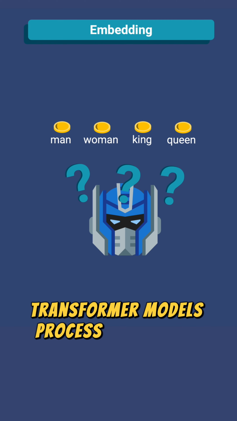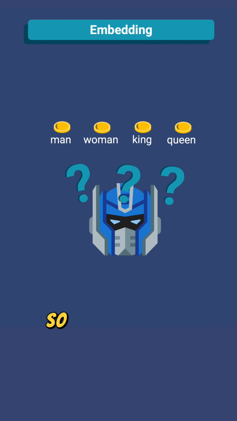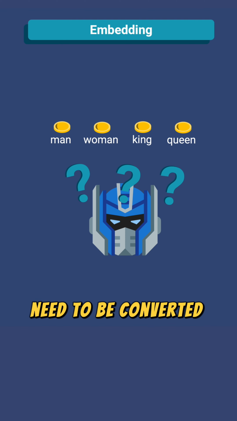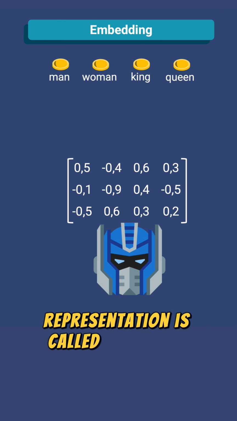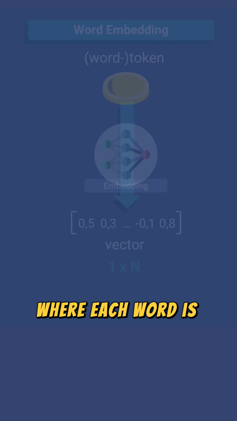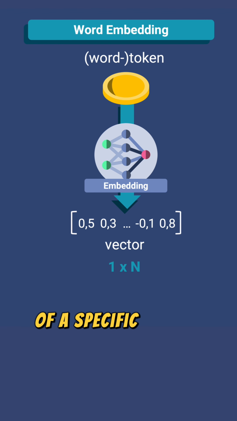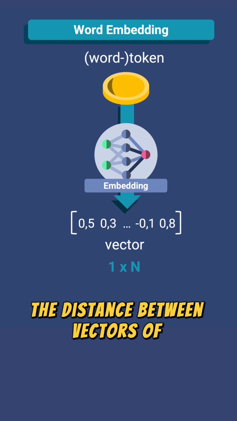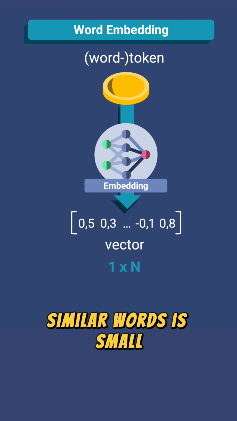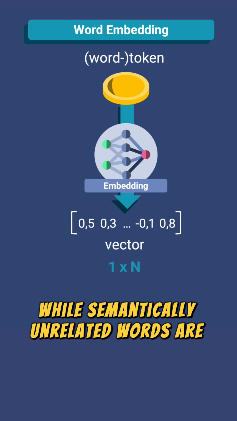However, transformer models process data in the form of numbers. So the generated tokens need to be converted into a mathematical representation, and this conversion of tokens into a vector representation is called embedding, where each word is encoded as a sequence of numbers of a specific length, so-called vectors. But this is not done randomly, but in a way that preserves the semantic meaning of words. In other words, the distance between vectors of semantically similar words is small, while semantically unrelated words are far apart.